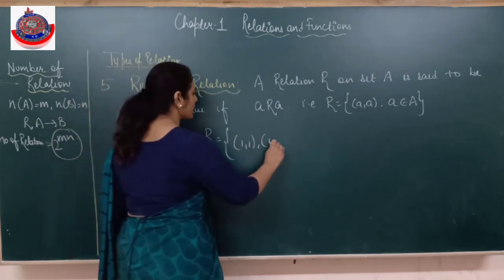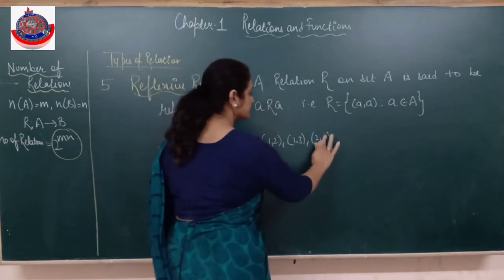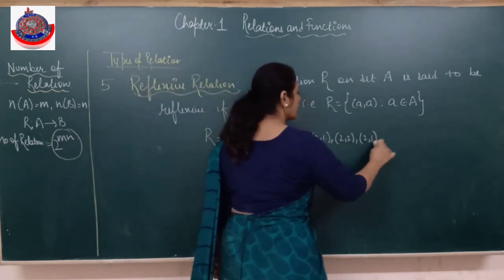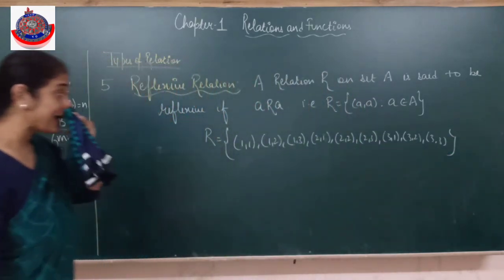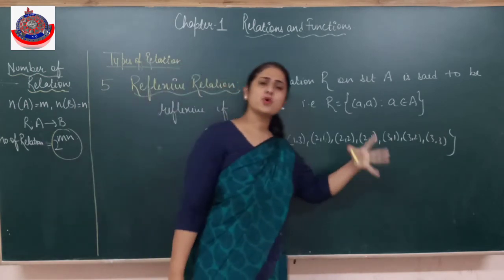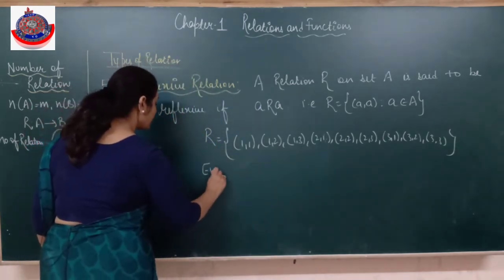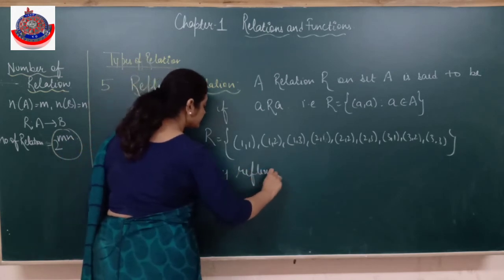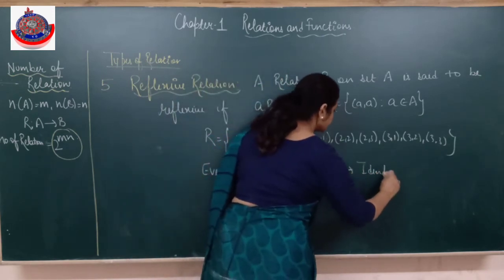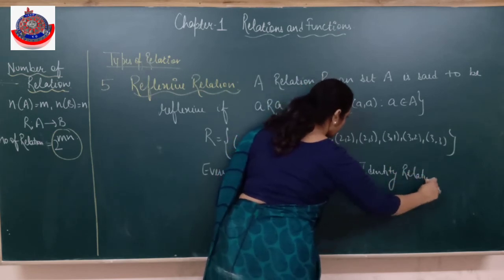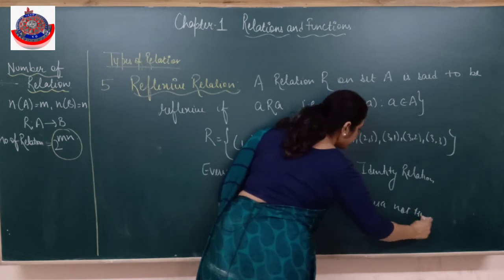If it is (1,1), it can be (1,2), it can be (1,3), then (2,2), (2,1), (2,2), (2,3), maybe (3,1), (3,2), (3,3). For reflexive it is compulsory that an element should be related to itself also, but it may be related to other elements also. But in identity, it should be related to only itself. That means every identity relation can be a reflexive relation, but vice versa is not true. But every identity relation should be reflexive.